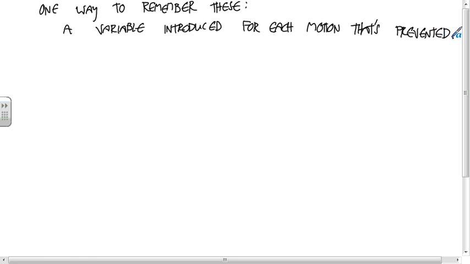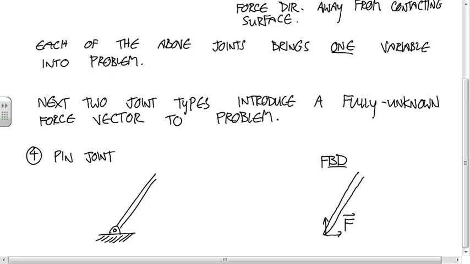So let's go through a few of those joints and just see how that works. For example, a pin joint. That pin joint keeps this member from translating in the X direction and keeps it from translating in the Y direction. And so you have 2 force variables that are whatever is required to keep it still in those two dimensions. But there's no couple applied here because this thing's free to rotate.